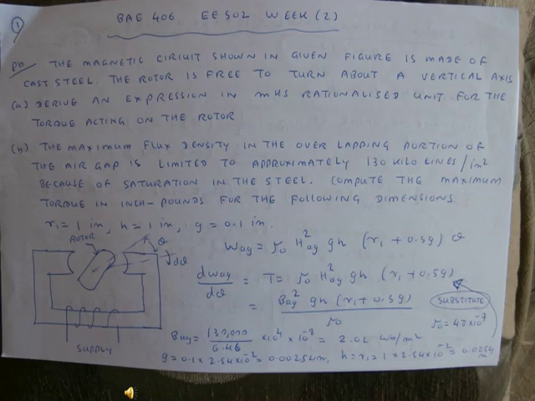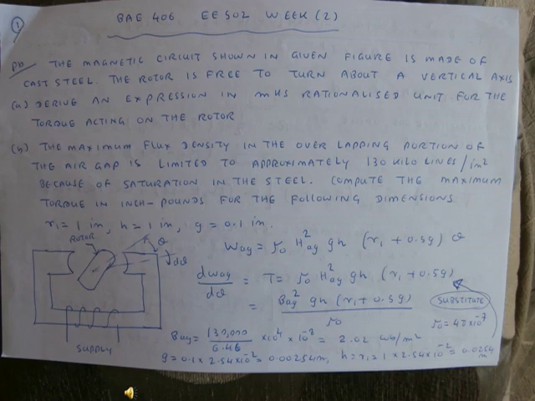So the problem is given. The magnetic circuit shown in the given figure is made of gas-free. The rotor is free to turn about a vertical axis. A. Derive an expression in MKS rationalized units for the torque acting on the rotor.